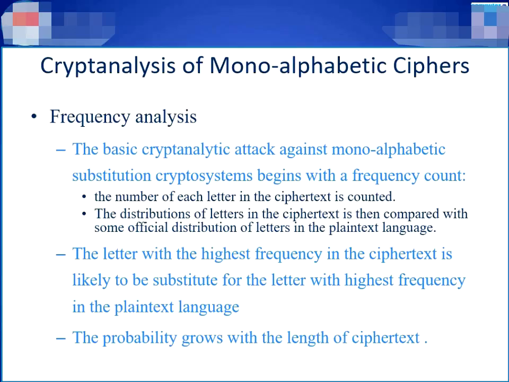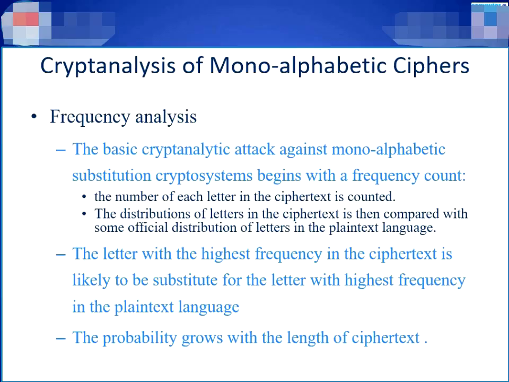The basic cryptanalytic attack against monoalphabetic substitution cryptosystems begins with the frequency count. That is, we count the number of each letter in the ciphertext. For many languages, the official distribution of letters has already been calculated, so we can prepare this attack on a cipher just by comparing the distribution of letters in the ciphertext with some official distribution of letters in the plaintext language.